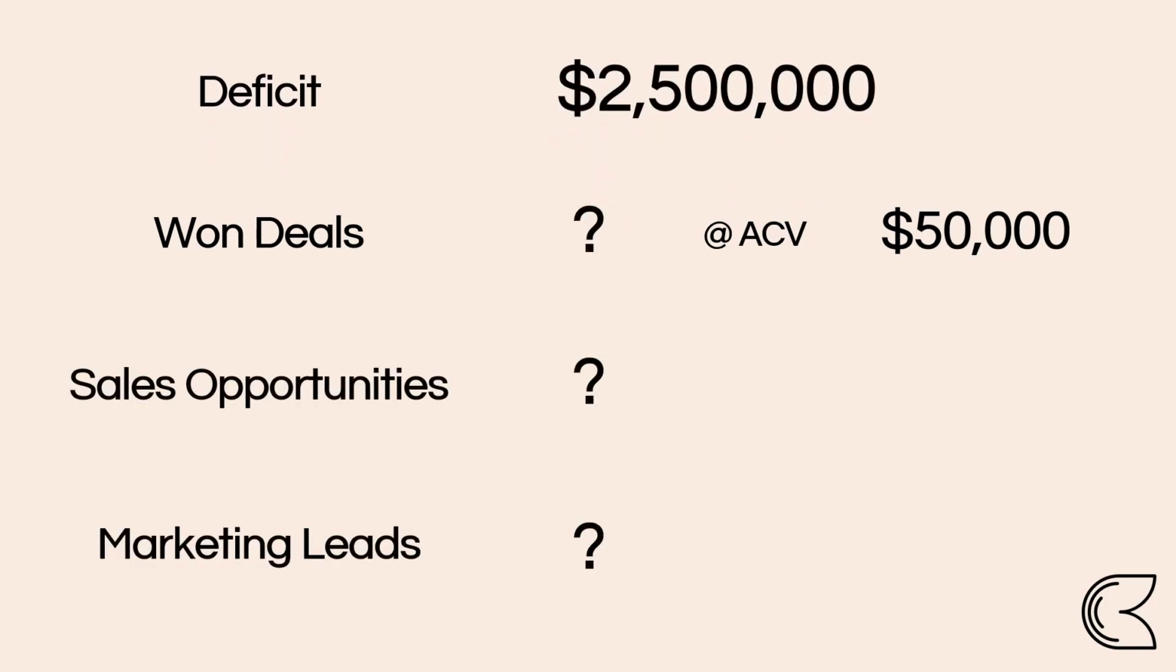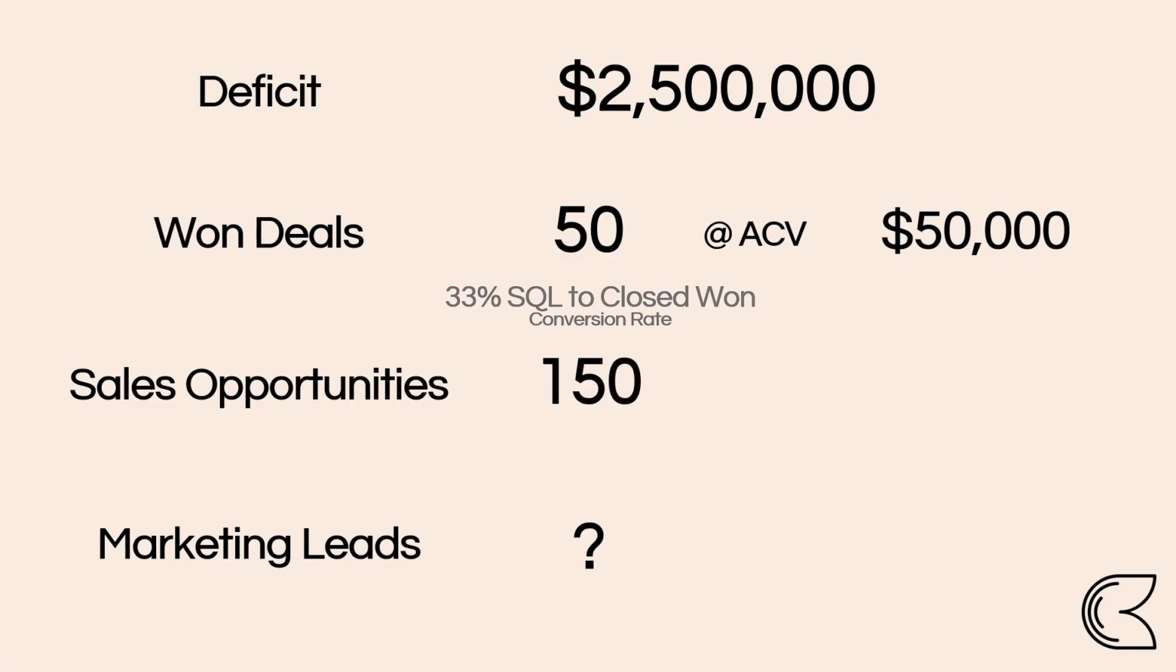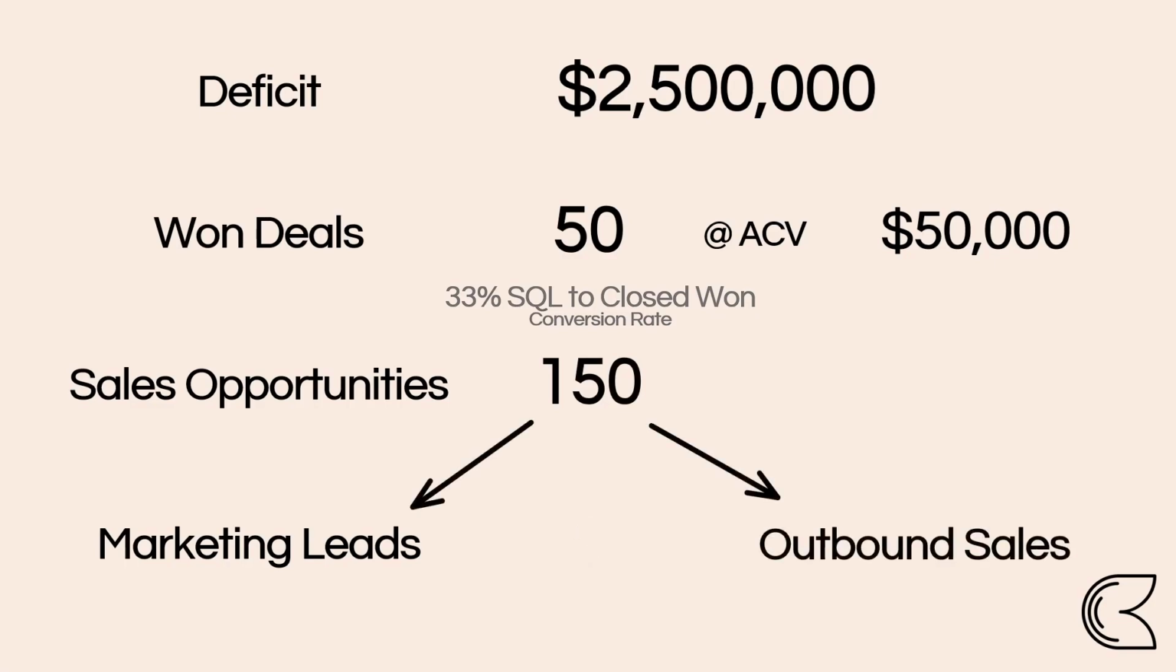Well, we already know what the deficit is, and we already know what the average contract value is. So we divide our target by our average contract value to give us 51 deals. We also know that we've got a third SQL to close won conversion rate. So from those 51 deals, that is 150 sales opportunities. From here, we've got a choice of getting there using either marketing leads or outbound sales approaches.